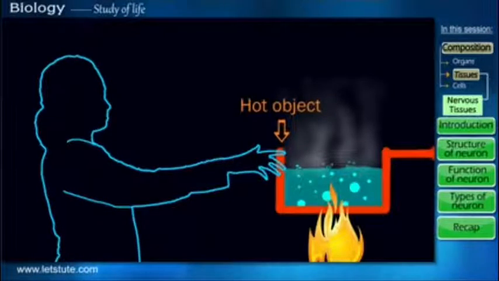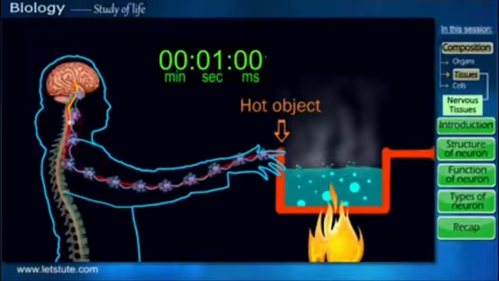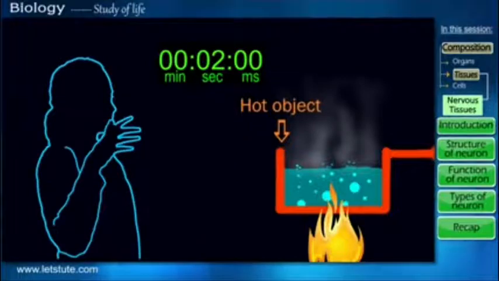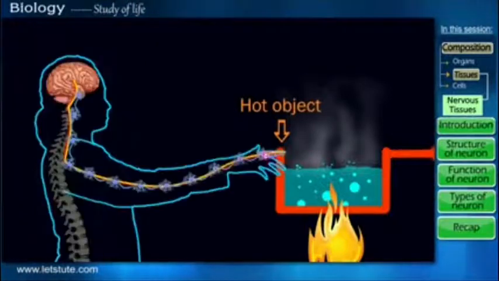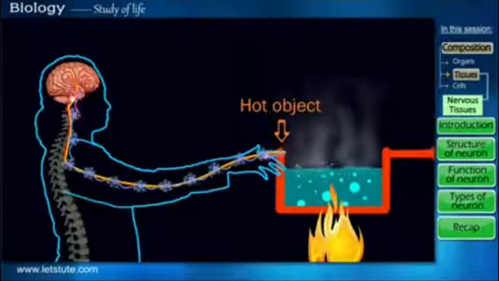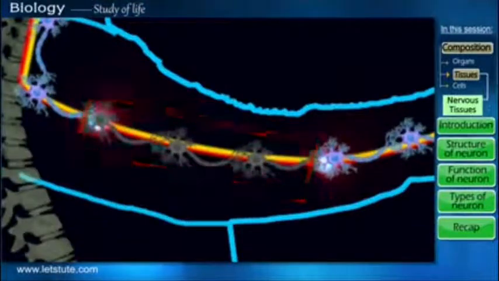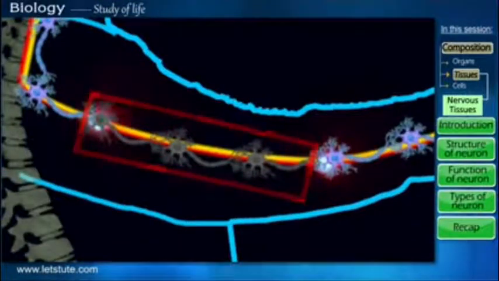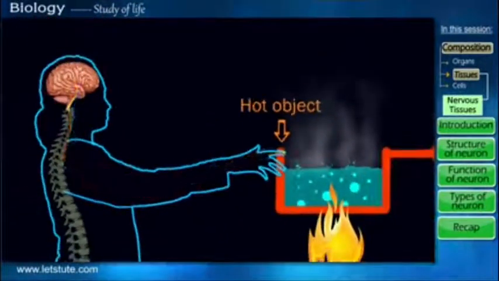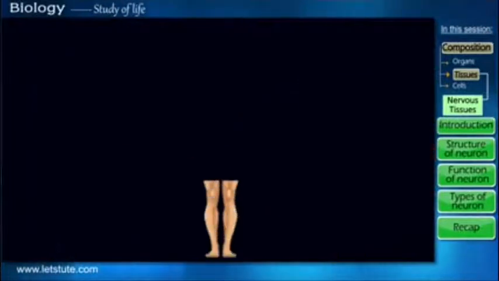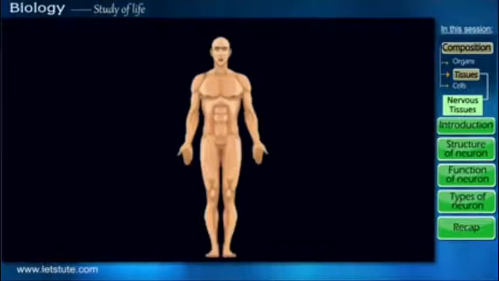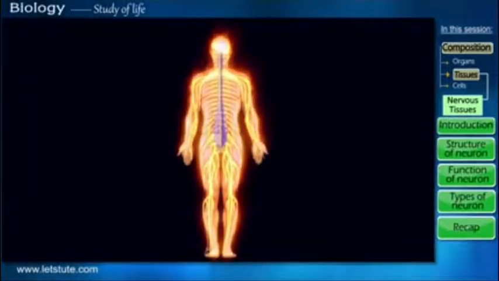So when you touch any hot object, within less than 2 seconds you withdraw your hand because of your neurons and nervous system. See, students, how important it is. If anything happens to your neurons, there are so many types that you will study in your higher classes, which help to form our body.